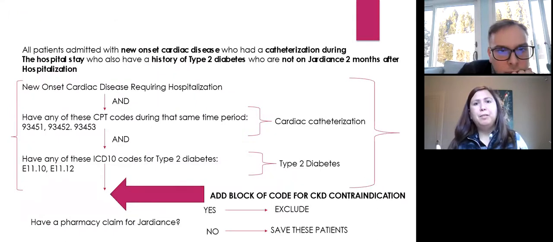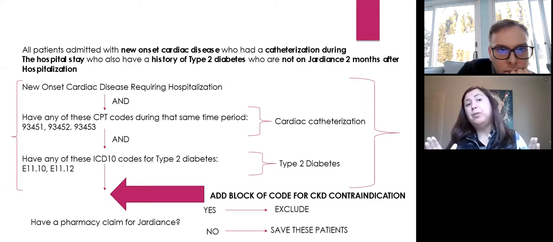So where would we insert this block of code, right? We just did a block of code. Well, sometimes it matters, sometimes it doesn't. In this case, it really doesn't. We're just going to put the whole exclusion of the chronic kidney disease at the very end, right before we look for the pharmacy claim. We're going to add that block of code for chronic kidney disease into the end of this algorithm prior to looking for that pharmacy claim.